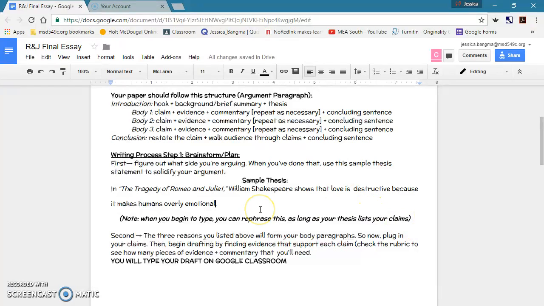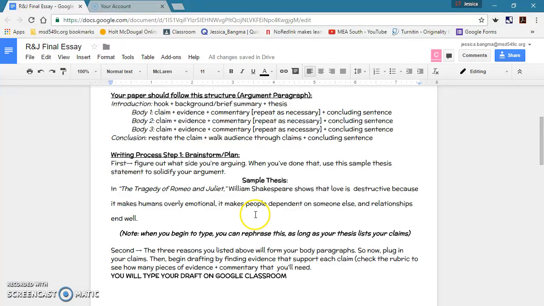my first body paragraph. My second reason that love is destructive, according to Shakespeare, is that it makes people dependent on someone else. And finally, my last reason, which is going to be the claim for my third body paragraph, is that relationships rarely end well, which is another reason why love is destructive.